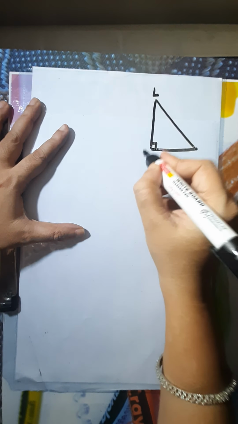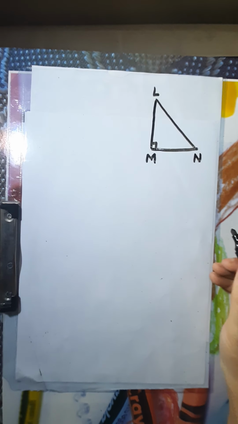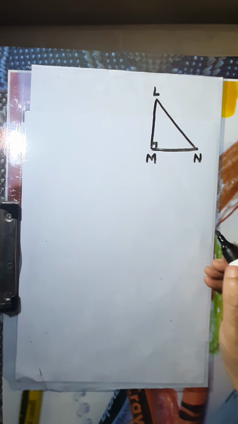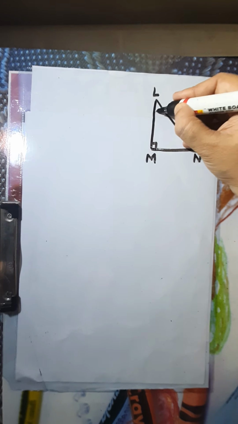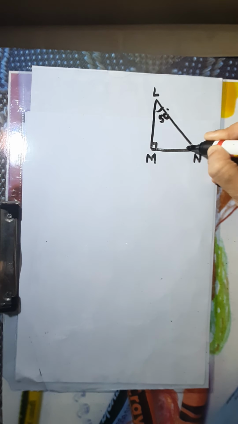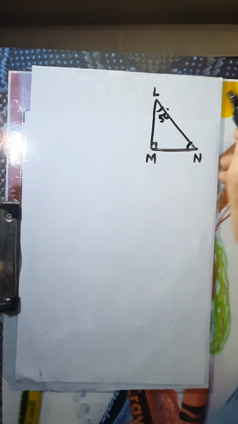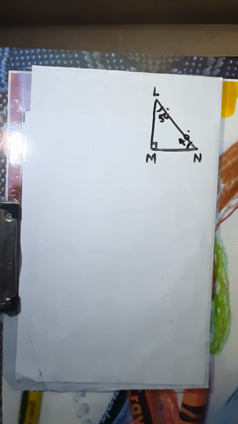L, M and N. I am drawing this triangle LMN. Correct? Then this angle M is 90, L is 50 degrees. Right? Now, if here they have given you, but if they don't give you also, obviously you know this is 50, this is 90. So, how much is left for this angle? 40 degrees. That much you can know.